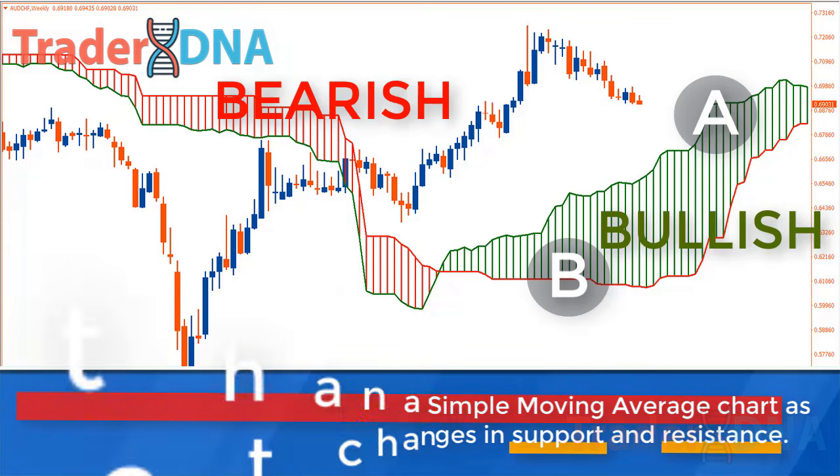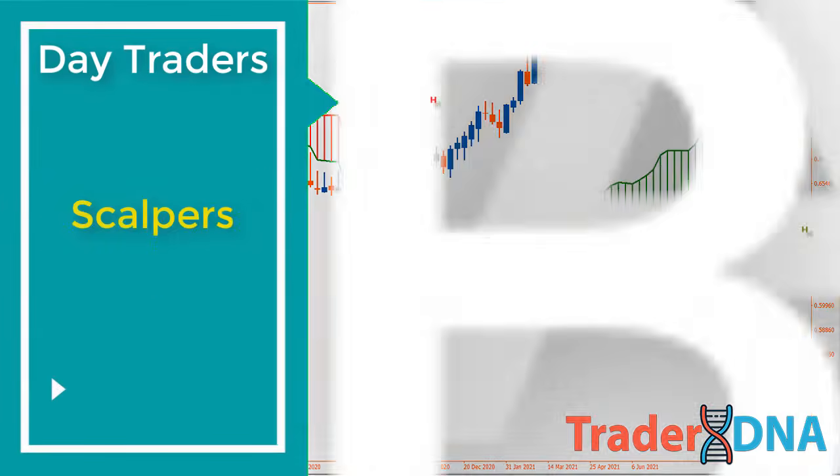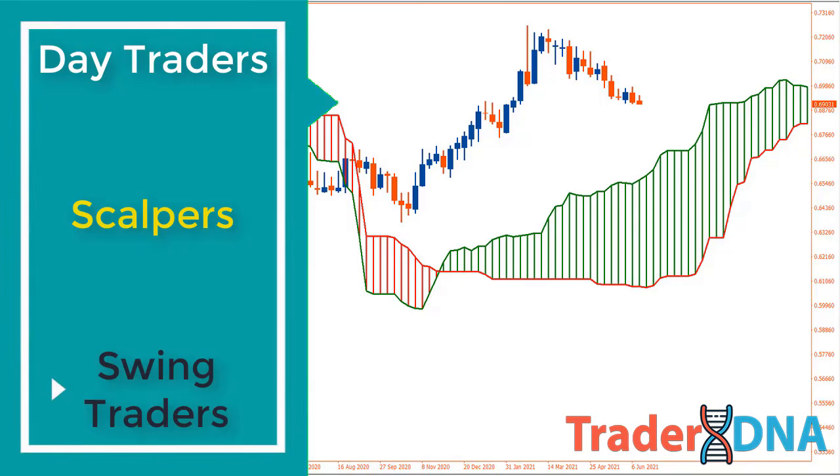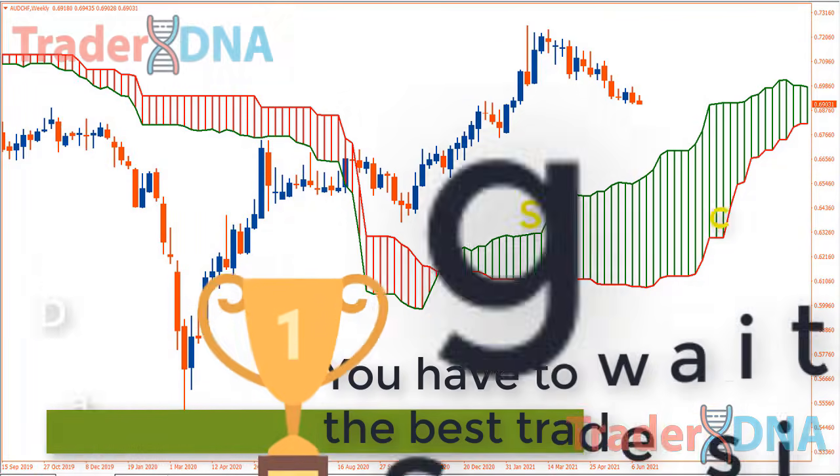The Ichimoku is useful for day traders, scalpers, swing traders, and others who need to make quick decisions. Ichimoku trading requires a lot of self-discipline. This is because you have to wait for the best trade signals.